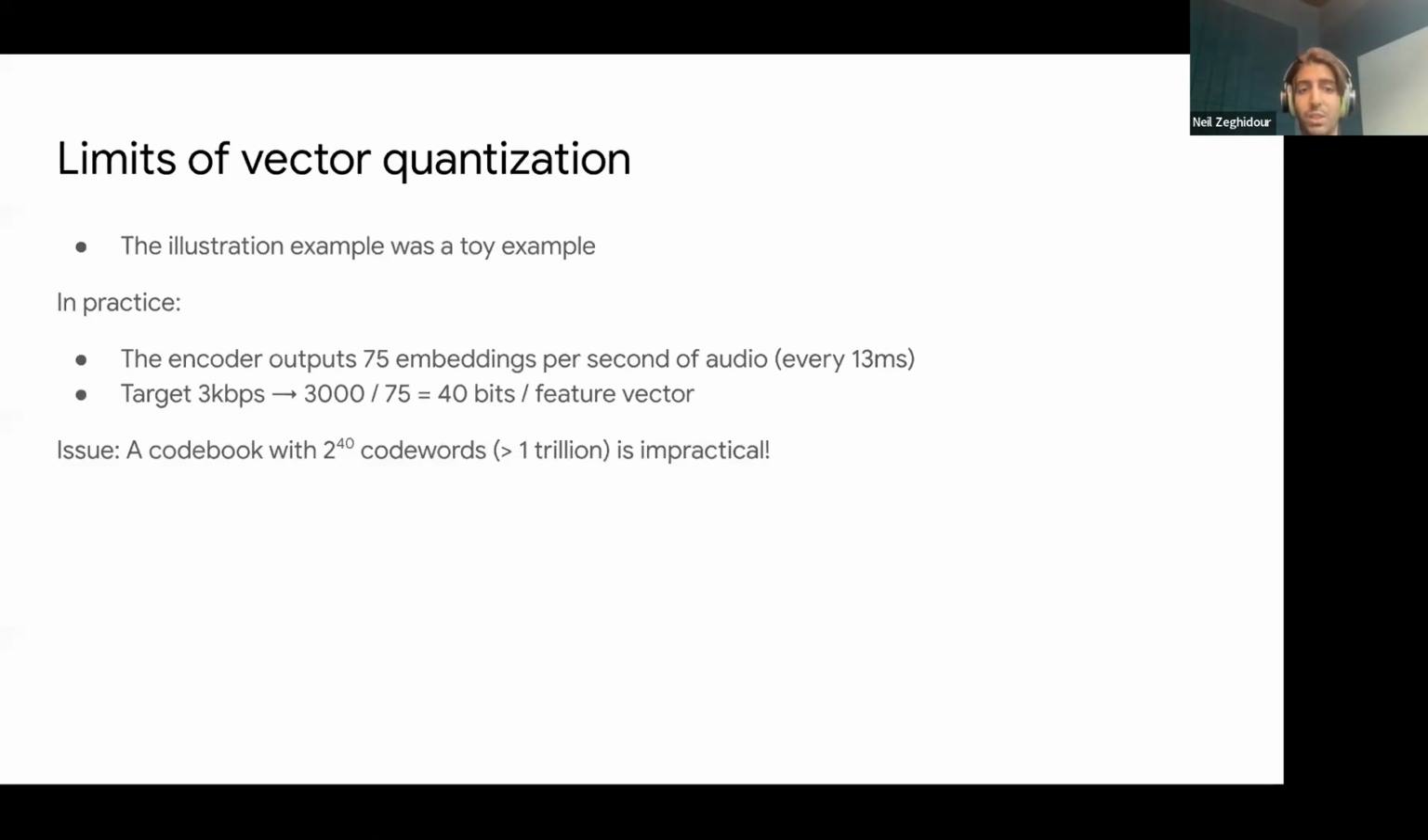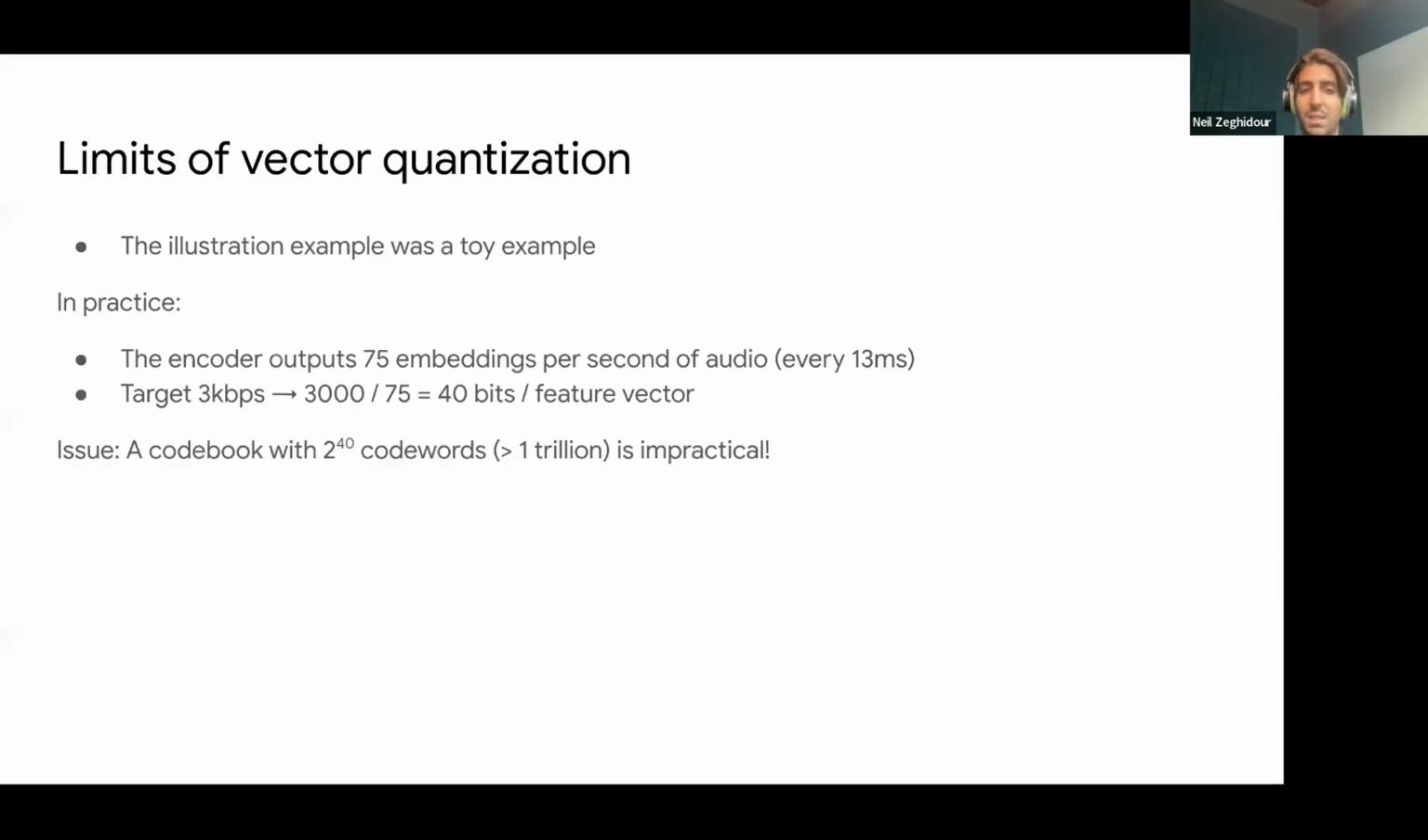What is considered an already very low bit rate for speech communication is 3000 bits per second. What it means is that if we have 3000 bits per second and 75 embeddings per second, we have a budget of 40 bits to encode each embedding. 40 bits to encode each embedding would mean that we need a dictionary that has more than 1 trillion code words inside of it, which is completely impossible.